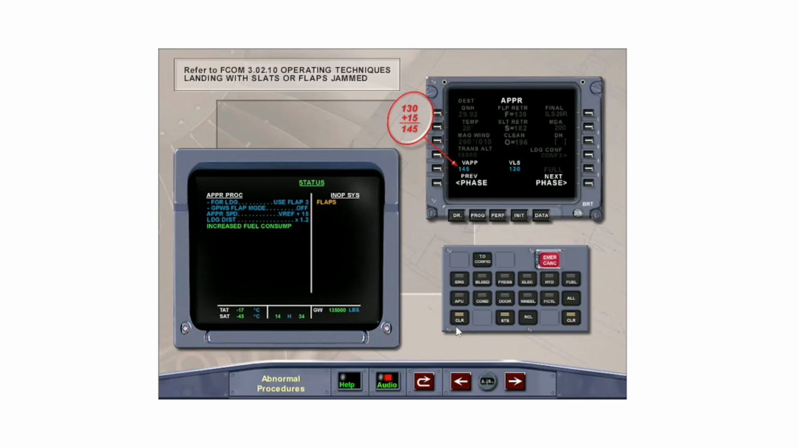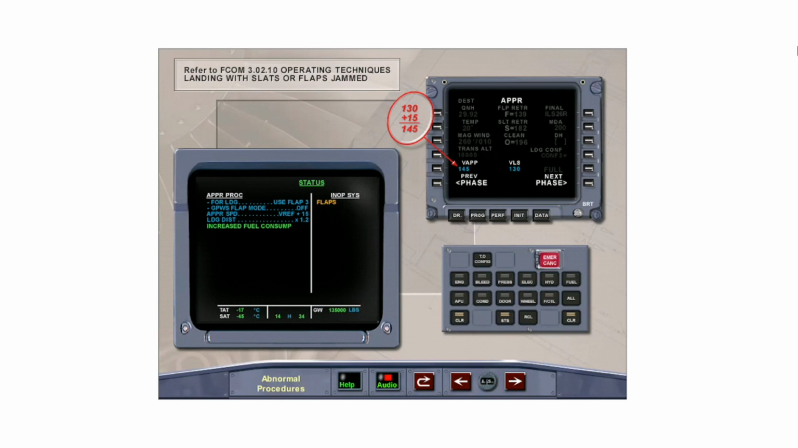The status page indicates that flap 3 is to be used for landing. The approach speed additive is added to the VLS speed as displayed on the MCDU approach page and is manually entered by typing it into the scratch pad, then line selecting it into the VAPP field. The landing distance must be increased due to the higher approach speed and loss of aerodynamic braking from the flaps. If a diversion was necessary, consider increased fuel consumption to the diversion airport.